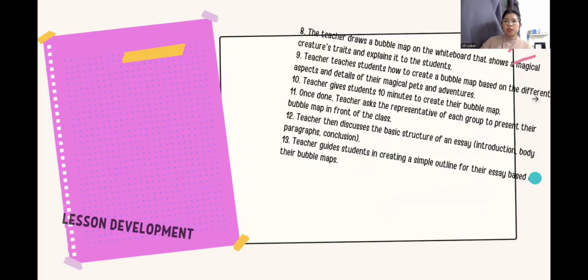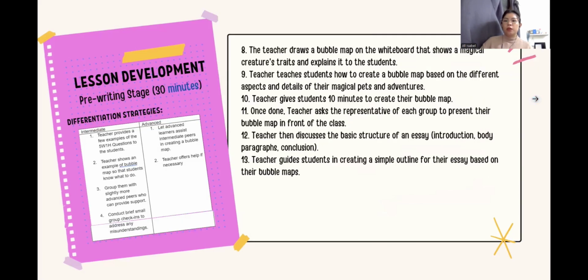After that, the teacher will draw a bubble map on the whiteboard that shows a magical creature's traits and explain it to the students. This is basically just the teacher demonstrating to the students what a bubble map should look like and what you usually include in it. And then the teacher will teach students how to create a bubble map based on the different aspects and details of their magical pets and adventures.